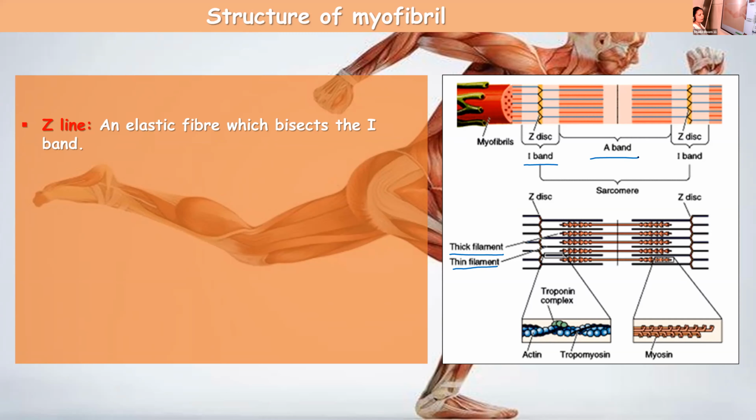The A band is made up of myosin filaments, and the I band is made up of actin filaments, or actin constitutes the I band. And the Z line is an elastic fiber bisecting the I band. So here you can see the I band, from here to here, the light colored part. Blue color is shown over there. Bisecting the I band, you can see an elastic fiber. You call it a Z line.